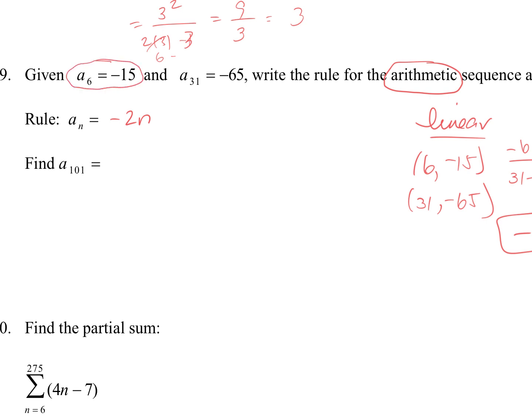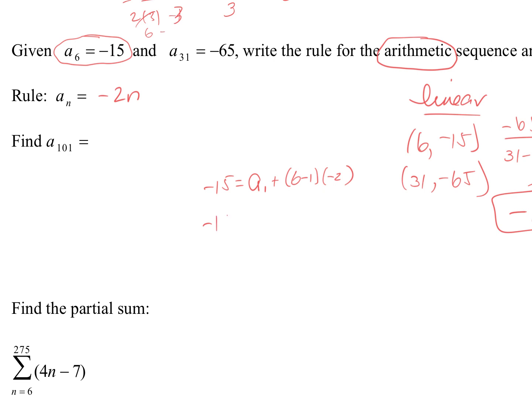I'm going to use this one. The sixth term is negative 15. I'm looking for the first term, and I say plus, what term number are we talking about? The sixth, so 6 minus 1 times your negative 2, which is your common difference. So negative 15 equals a sub 1 plus 6 minus 1, which is 5. 5 times negative 2 is negative 10. So we're going to add 10 to both sides. So the first term is negative 5.